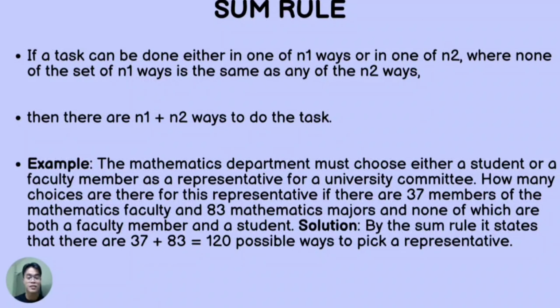As an example, the mathematics department must choose either a student or a faculty member as a representative for a university committee. How many choices are there for this representative if there are 37 members of the mathematics faculty and 83 mathematics majors, and none of them is both a faculty member and a student? By the sum rule, there are 37 plus 83, which equals 120 possible ways to pick a representative. It's basically summing up the 37 faculty members and the 83 mathematics majors.